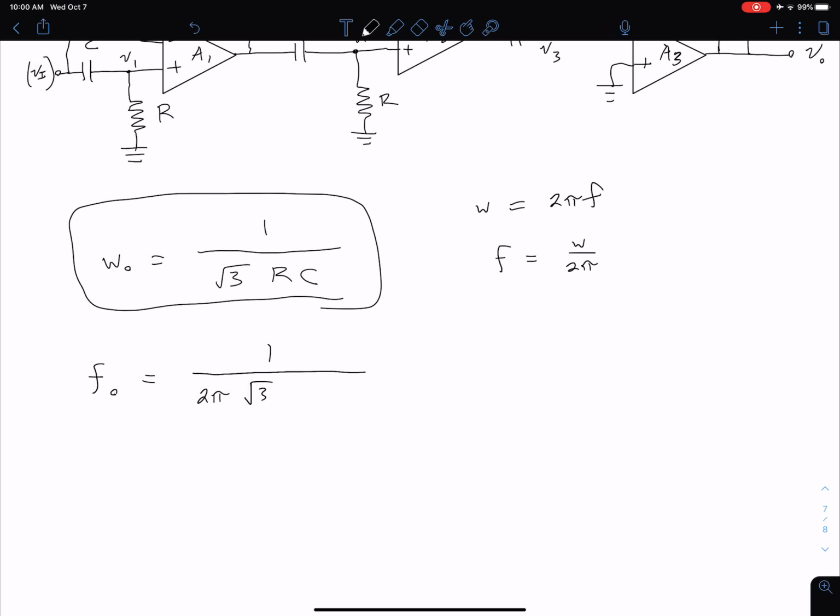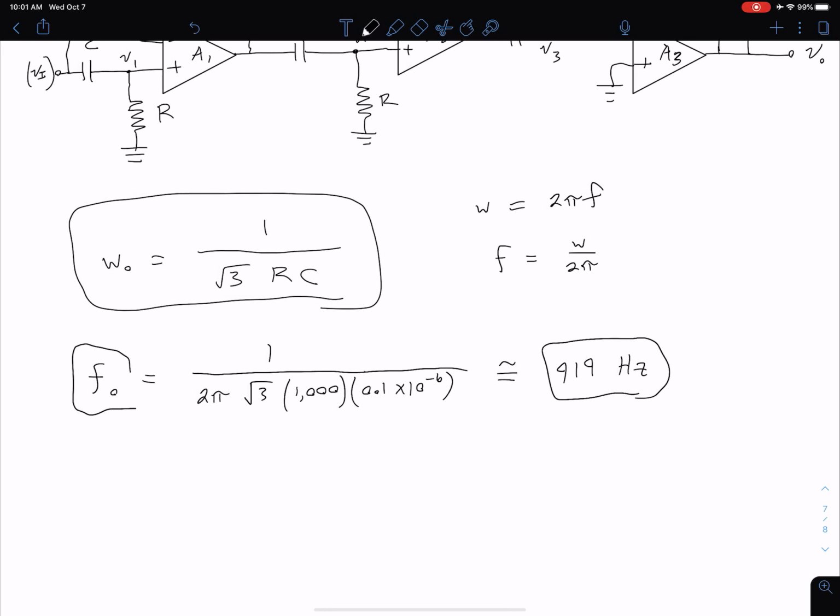Plugging in our values, we have the 1K ohm, so we can put 1,000, and 0.1 microfarad, so 0.1 times 10 to the minus 6. So we get something like this. Plugging this value in, we get that this is approximately 919 hertz. This would be our answer to the first part of the question.